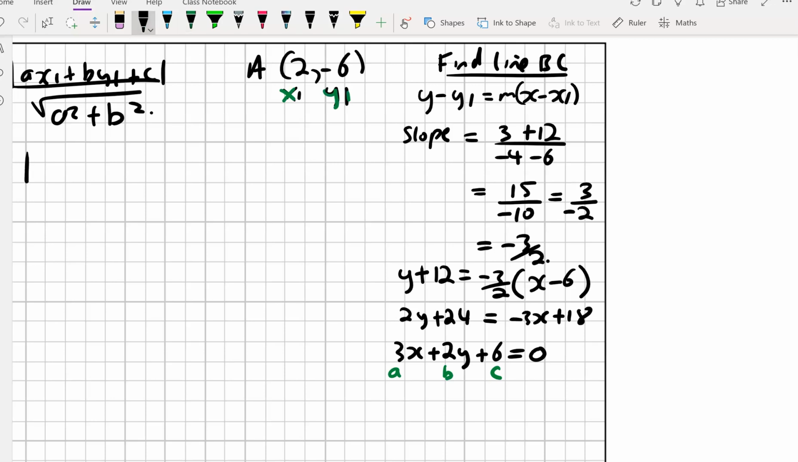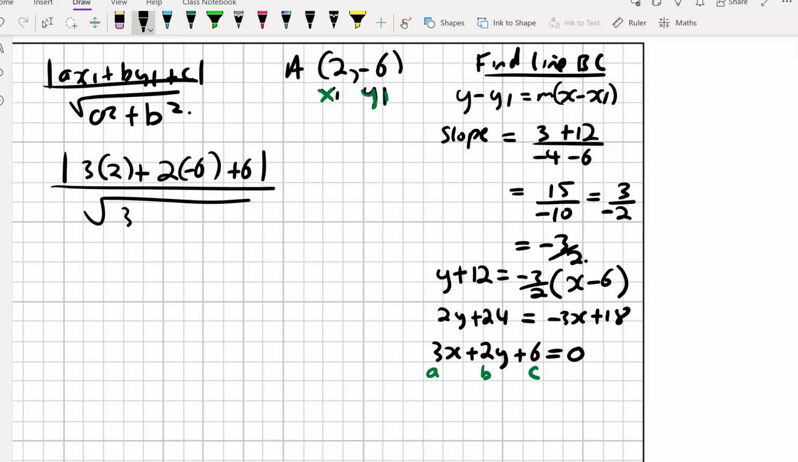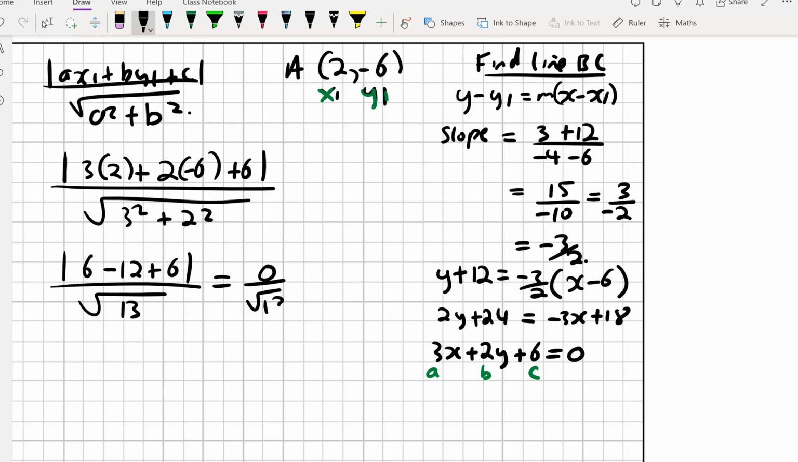So filling them in, the absolute value of Ax1, so that's 3 times 2, plus By1, that's 2 times minus 6, plus C, that's plus 6, all over the square root of A squared plus B squared, that's 3 squared plus 2 squared. So that's going to give me the absolute value of 6 minus 12 plus 6, all over the square root of 9 plus 4, which is root 13. 6 minus 12 is minus 6 plus 6 is 0. So 0 over root 13. So the distance from the point to the line is 0.